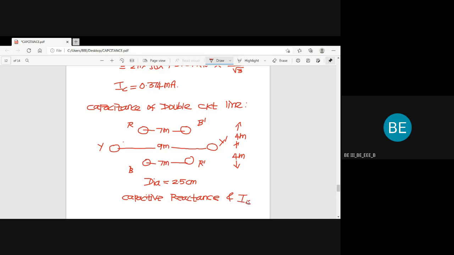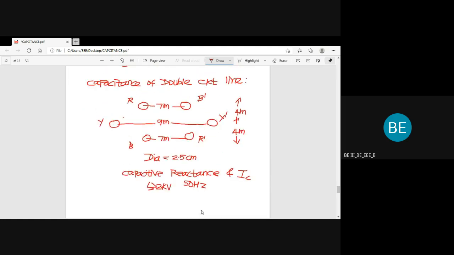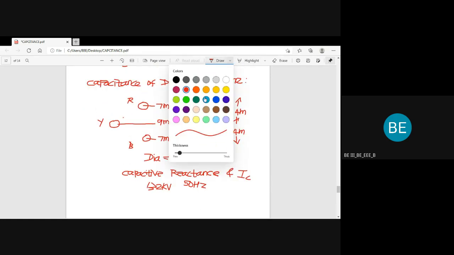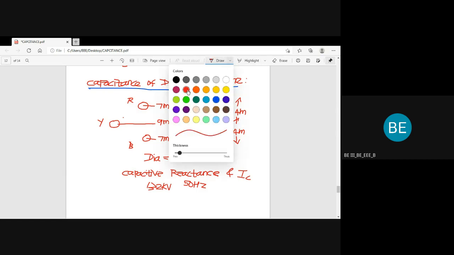They have given 132 kV and 50 hertz. So we have to find the capacitance, and then we have to find the capacitive reactance and charging current. This problem we are going to solve for a double circuit line. So the capacitance of a double circuit line we are going to solve.